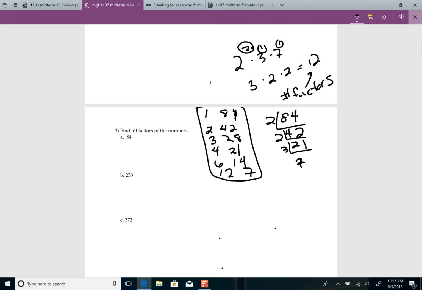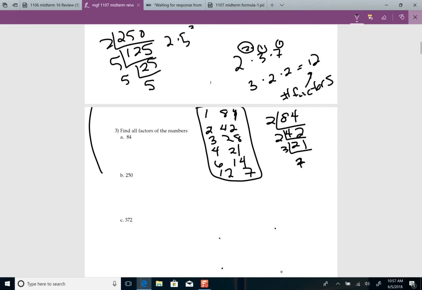All right. So the same thing I can go up here and do for 250 and say 2 goes into 250 125 times. And then let's divide that by 5, which gives me 25, which is 5 times 5. So this time I have 2 times 5 cubed. Again, that exponent, 1 plus 1 is 2, 3 plus 1 is 4. This says 2 times 4 is 8, so I'm going to find 8 factors.